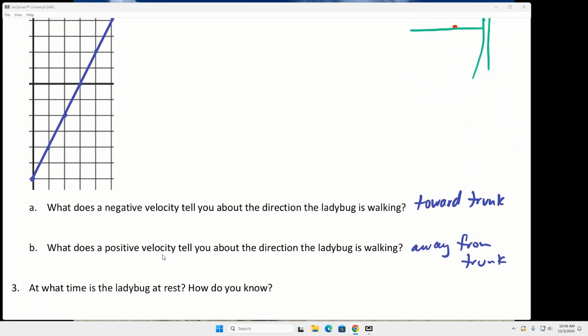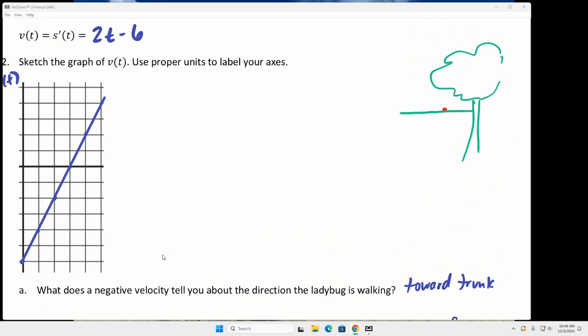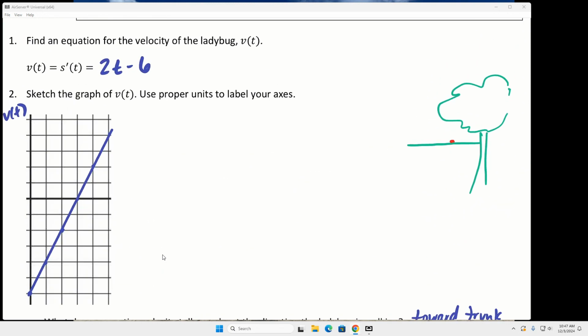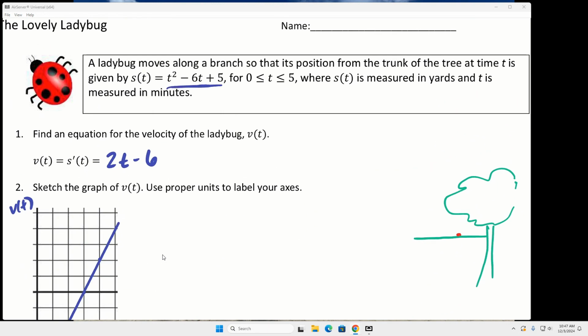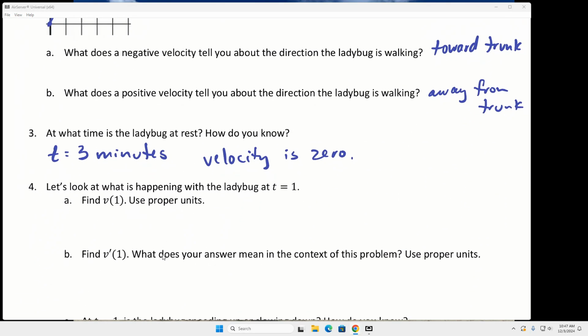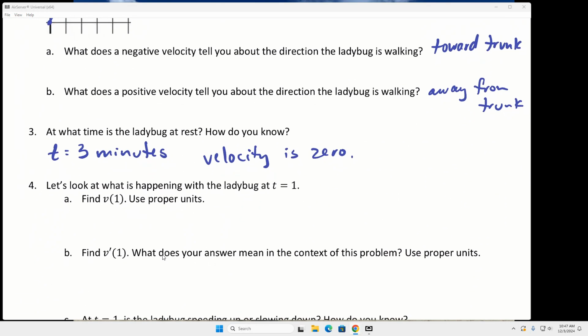Okay, and then what time is the ladybug at rest? 3 minutes. How do you know? Because the slope of the graph is 0. Good. So the slope of this graph is 0 at that point, or the velocity is 0. Good.